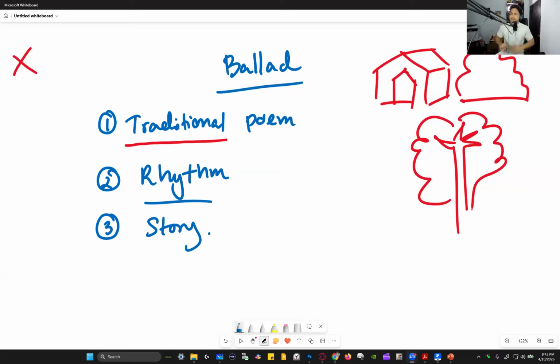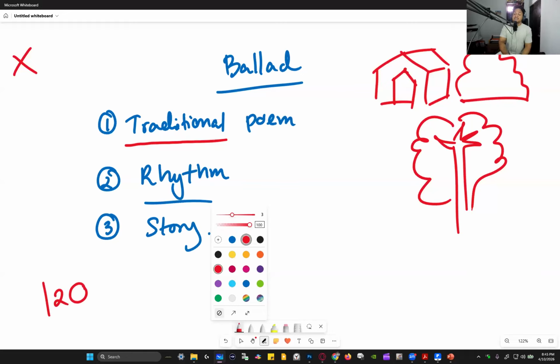What is the only ballad in your syllabus? There's only one ballad, even though there are 20 poems in your syllabus. What is that ballad? Ballad, not ballo. It is Farewell to Barn and Stack and Tree.